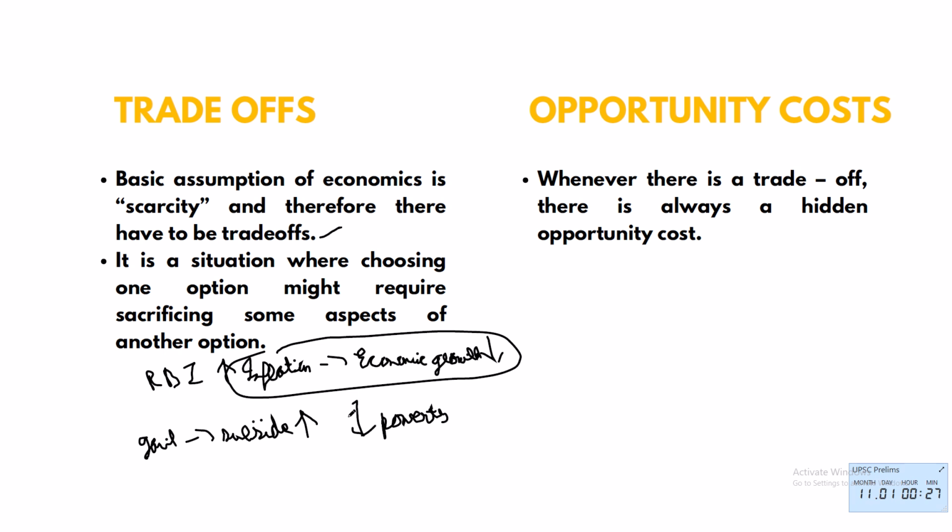Opportunity cost. What is that? Whenever there's a trade-off, there's always a hidden opportunity cost. Like, for example, you have 1 lakh rupees. You can either build a road or a school.